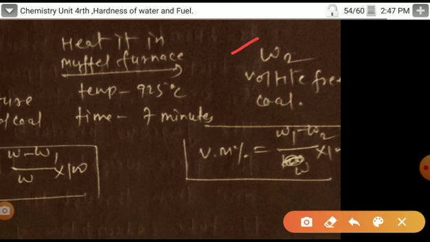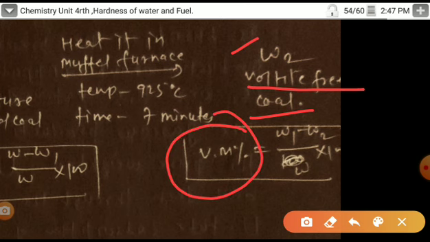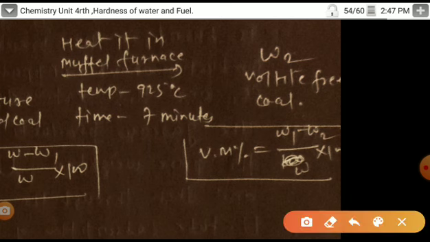which is free of volatile matter, you have to determine the percentage of the volatile material, which is (W1 minus W2) divided by W, into 100. How can you say that this is the percentage value of the volatile material?